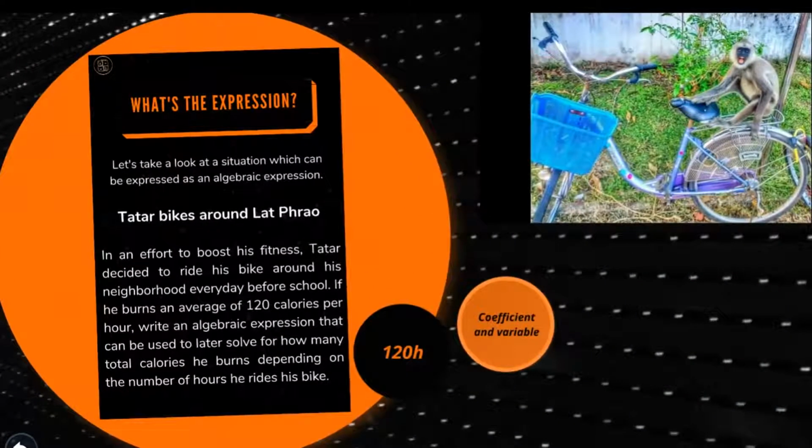Let's take another look at the example we started with, and if you want, you can read aloud with me. In an effort to boost his fitness, Tatar decided to ride his bike around his neighborhood every day before school. If he burns an average of 120 calories per hour, write an algebraic expression that can be used to later solve for how many total calories he burns depending on the number of hours he rides his bike.